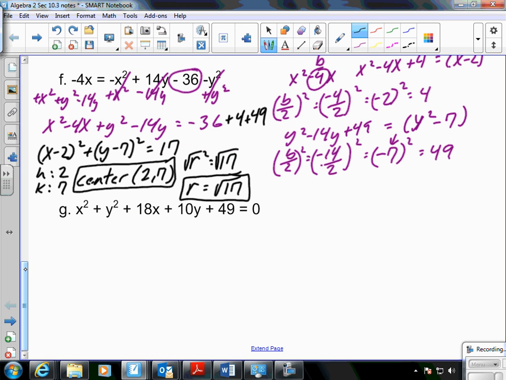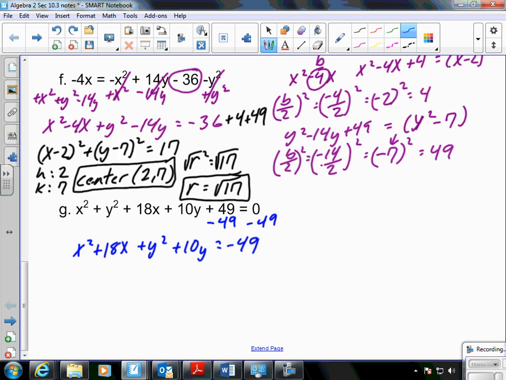All right, so then this next one, same basic idea, except we don't have to move everything over to the other side. One thing we need to move is the 49. Move it over to the other side, and I want to group my x's and y's together. So x squared plus 18x plus y squared plus 10y is going to equal negative 49.